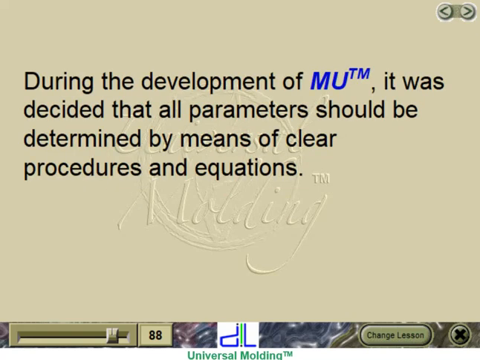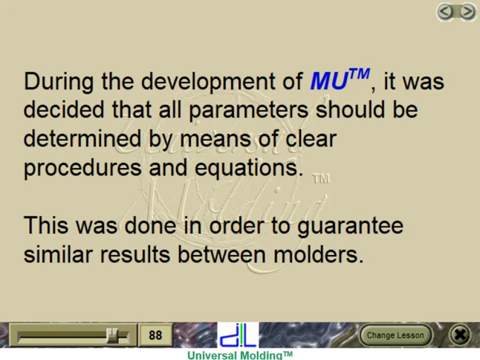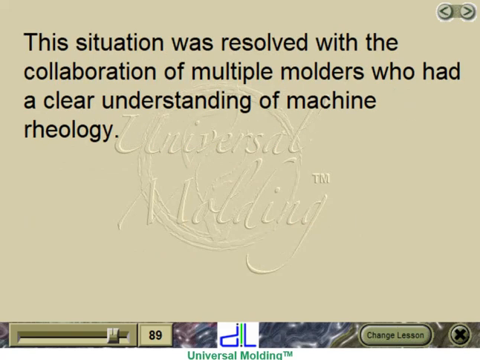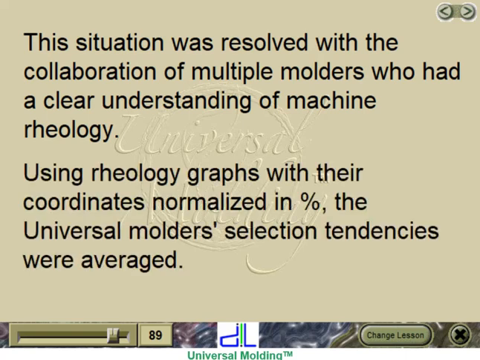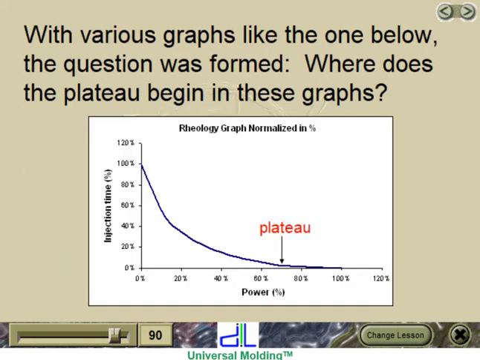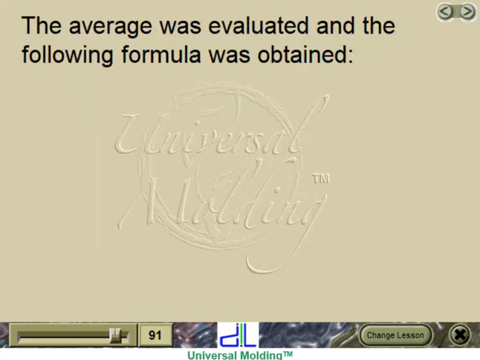During the development of UM, it was decided that all parameters should be determined by means of clear procedures and equations. This was done in order to guarantee similar results between molders. This situation was resolved with the collaboration of multiple molders who had a clear understanding of machine rheology. Using rheology graphs with their coordinates normalized in percentage, the universal molder selection tendencies were averaged. With various graphs like the one below, the question was formed: where does the plateau begin in these graphs?